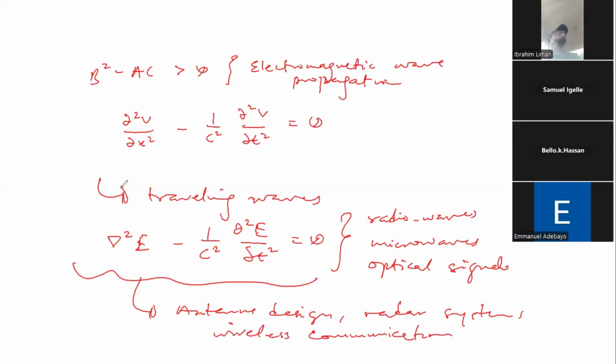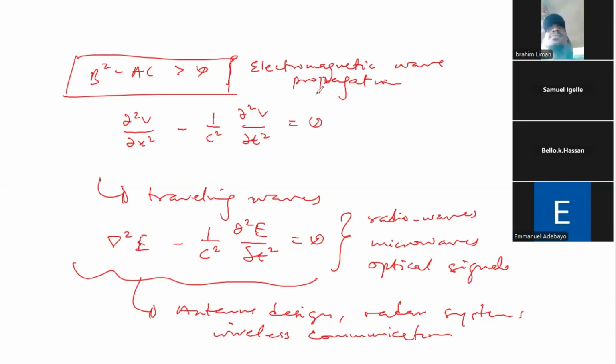The bottom line is that in considering this second order partial differential equation, given the discriminant b squared minus ac being greater than 0, Maxwell's wave equation literally describes an example of a hyperbolic partial differential equation.